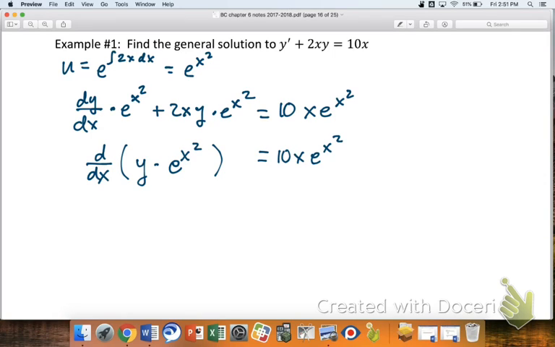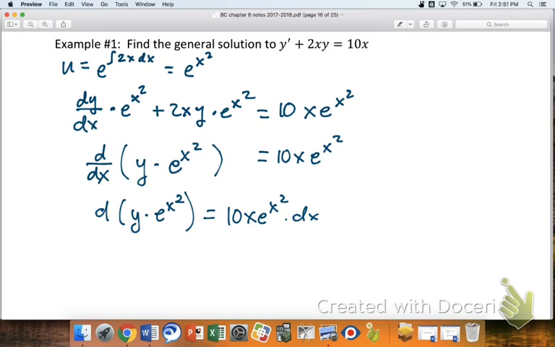And this should always be the pattern. If you get the right integrating factor and you multiply it through there, that left side should end up being a product rule that you can pull back out of the product rule. Make sense? Okay. So then we're ready now almost to do our antiderivatives. I just need to multiply the dx over. So it's going to be d of y times e to the x squared equals 10x e to the x squared dx. Let's multiply that dx over.